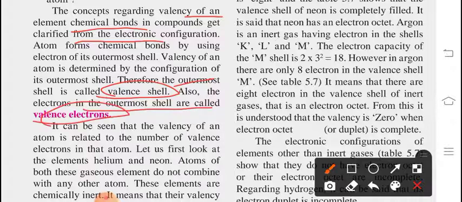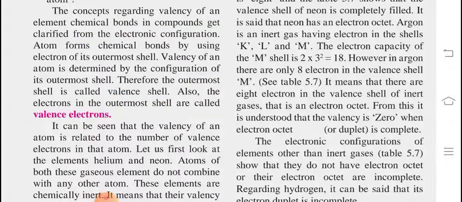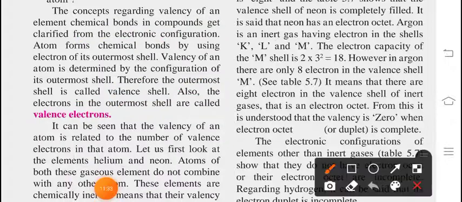Let me clear this concept for you. When a compound is going to form, how does a compound form? A compound forms through an element.